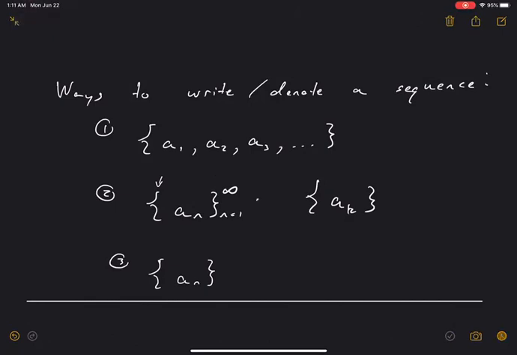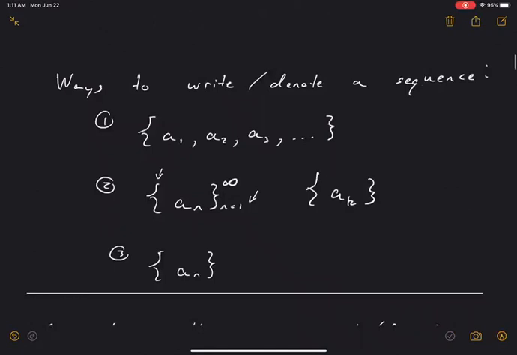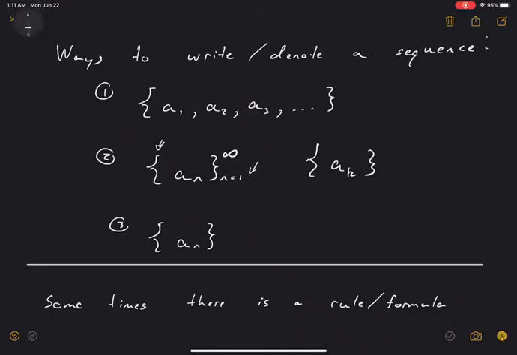And then outside the braces, we have n equals 1, meaning we're starting at 1. And then we have infinity up here, meaning we're going to infinity. And then the third way is maybe similar to this, but we just drop the n equals 1 and the infinity. And we just write braces with an n in the center. That's another way to denote a sequence.